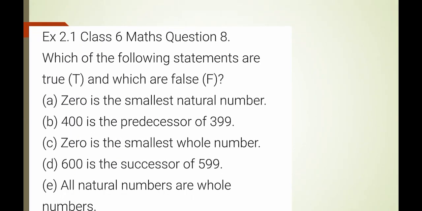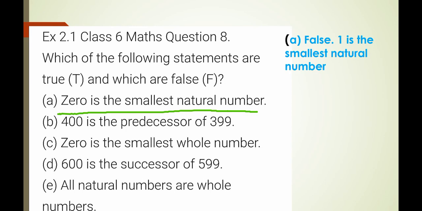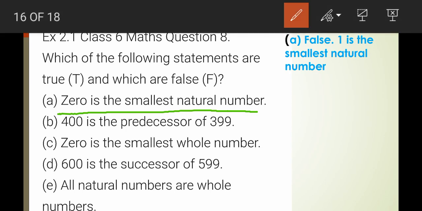Now exercise 2.1, 8th question, which are true and which are false. So which all statements are true and which all statements are false. We will see the first question. 0 is the smallest natural number. I told you before, which is the smallest natural number? 1 is the smallest natural number. So that statement is false.